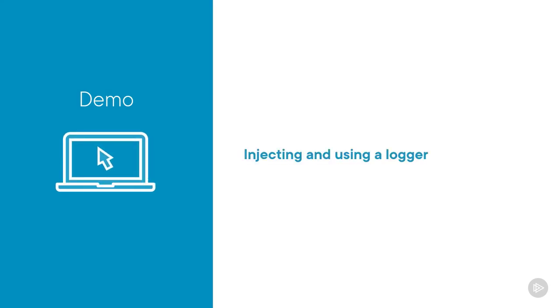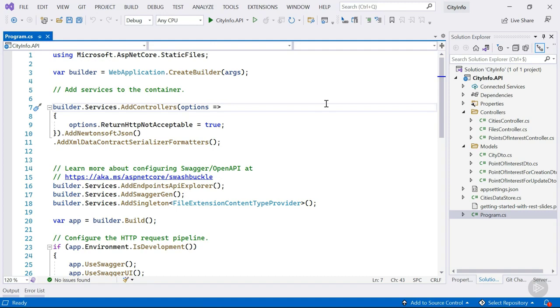In this demo, we'll inject a logger into the points of interest controller we previously created. The logger is a built-in service, so we don't have to register it on the container in our program class. We do potentially have to configure logging providers. A logging provider is a service that stores or displays logs. You could, for example, configure a logging provider that displays logs to the console output window, stores logs in a file, or stores logs on Azure.